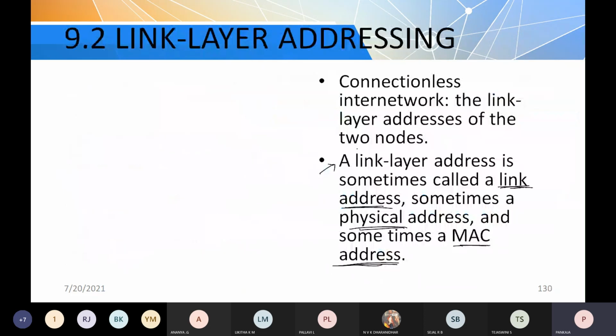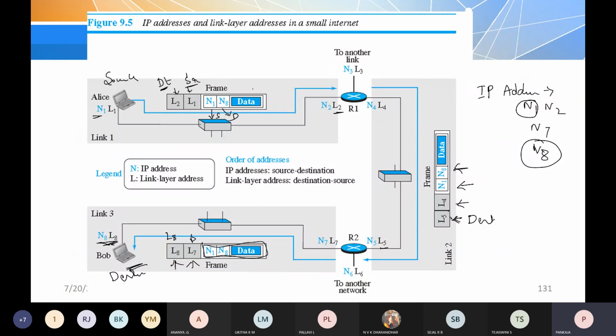I have explained all these things. This diagram is very, very important. Hopefully everybody understood this diagram, which shows how to represent the addresses, that is the IP address and the MAC address.